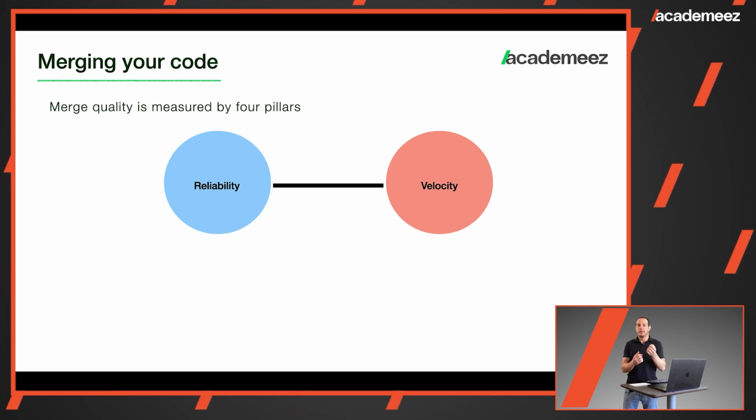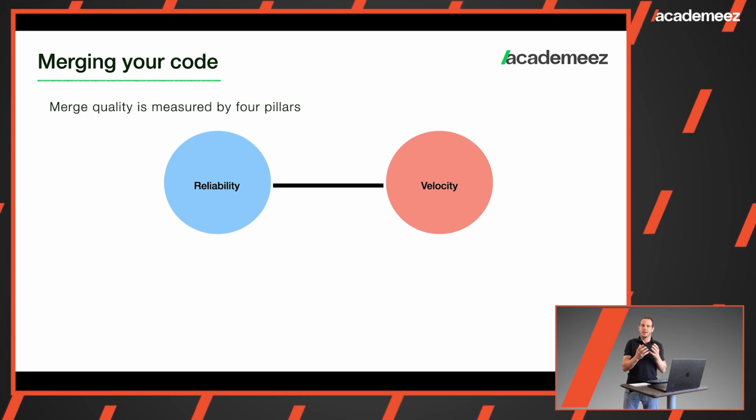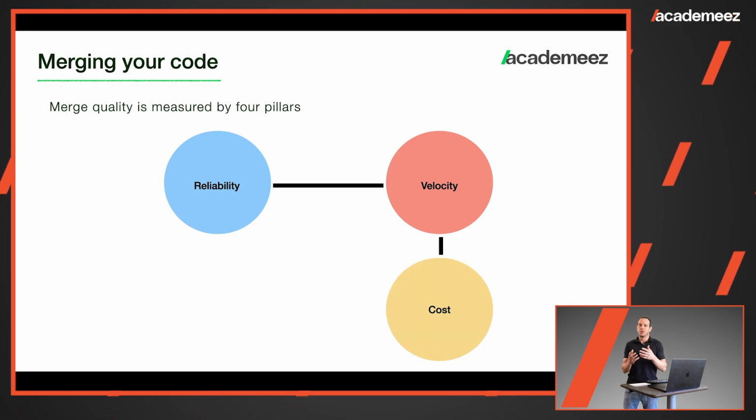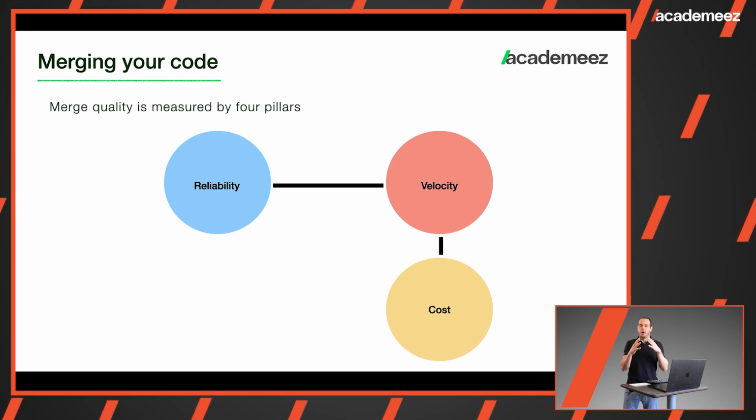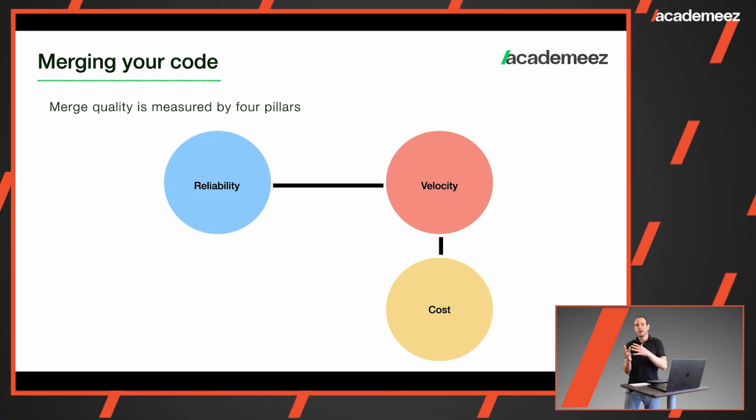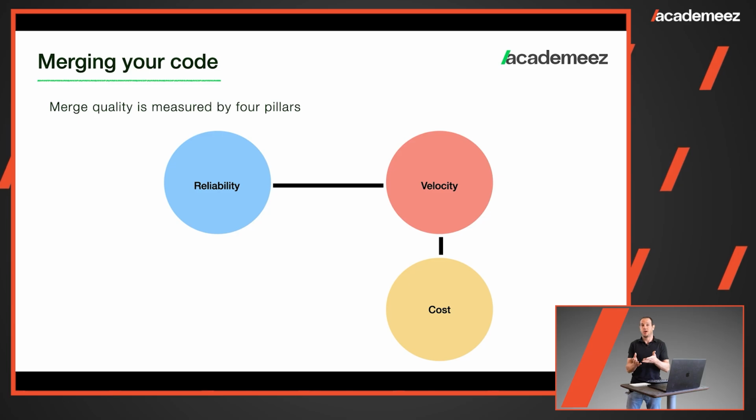Now notice that often velocity and reliability, and also the third pillar, which is cost, sometimes I won't say contradict, but sometimes one is going over the other. For example, let's talk about reliability.